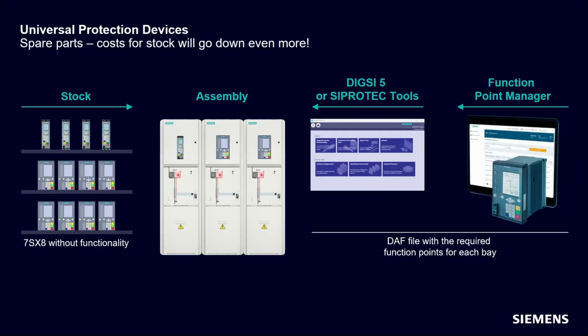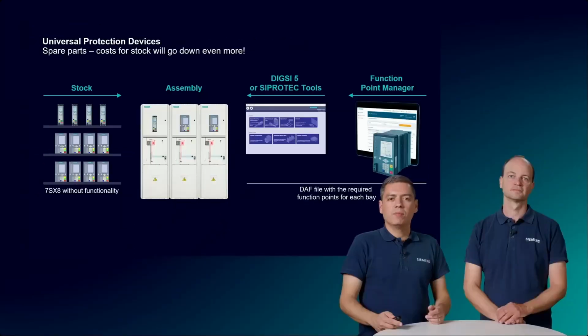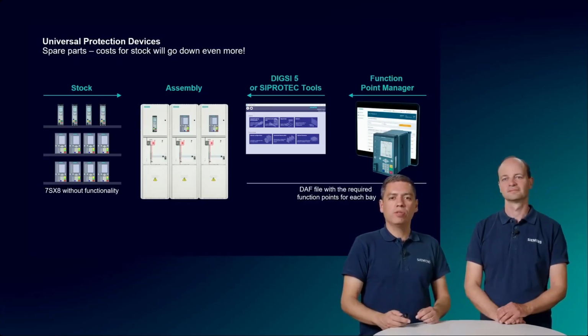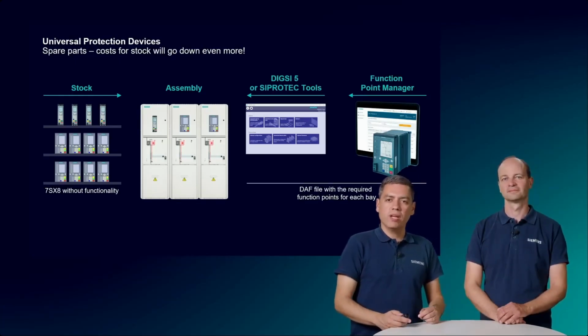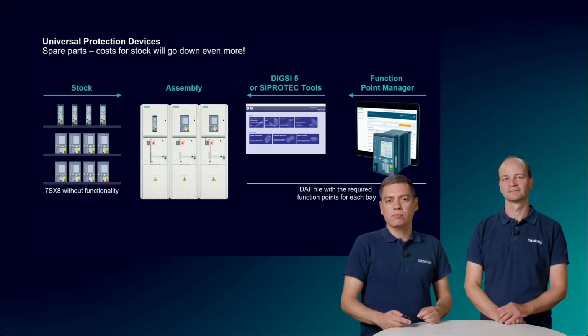Knowing the functions required for each device, the user only needs to access the function point manager to generate a file that will allow loading the function points required for each device. Finally, using GXC5 or SIPROTEC tools, simply load the previously generated file onto the devices. Done. The device has hardware and function points according to each application and is ready for use.